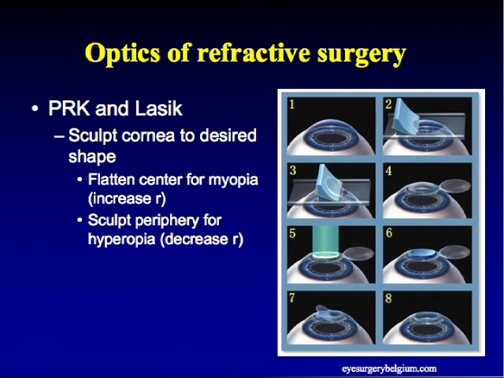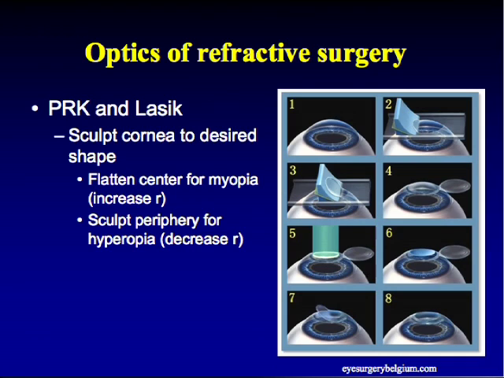More often now, of course, we're doing procedures to sculpt the cornea to its desired shape. So the basic idea in LASIK, or PRK for that matter, is that we're basically flattening the front surface of the cornea, increasing its radius of curvature, reducing its power, and reducing the correction.